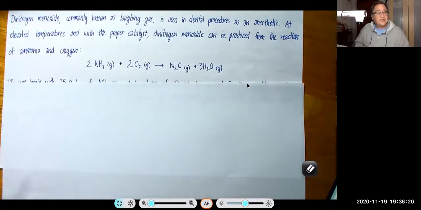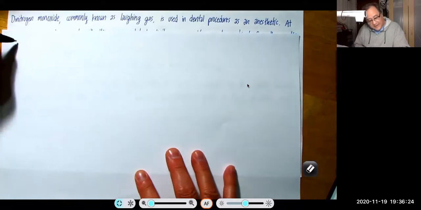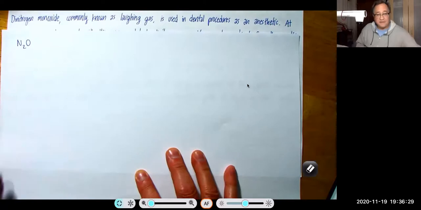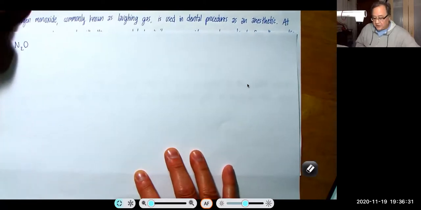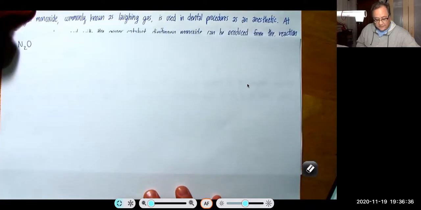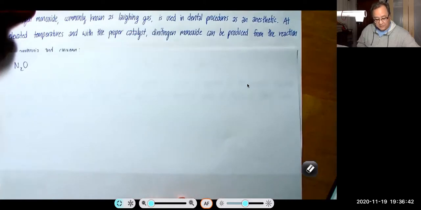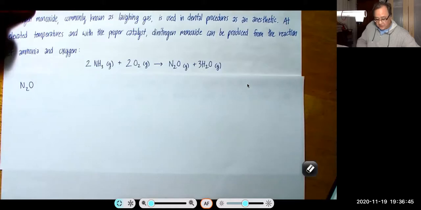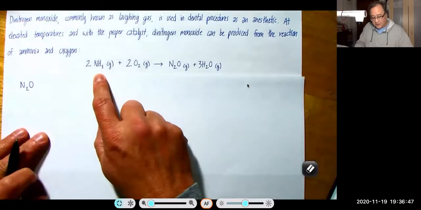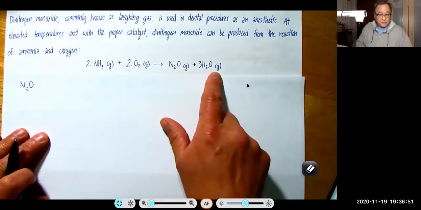Dinitrogen monoxide, commonly known as laughing gas. So I'm going to write that down. Dinitrogen monoxide, commonly known as laughing gas, is used in dental procedures as an anesthetic. At elevated temperatures and with the proper catalyst, dinitrogen monoxide can be produced from the reaction of ammonia and oxygen. So here's ammonia, here's oxygen producing laughing gas and steam, as it were, or water vapor.